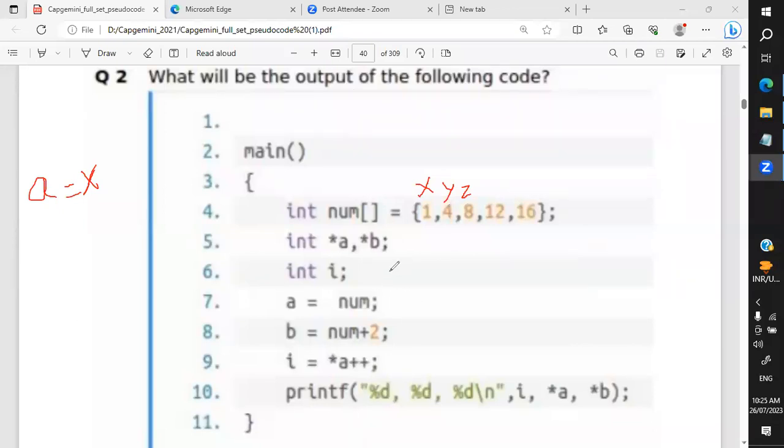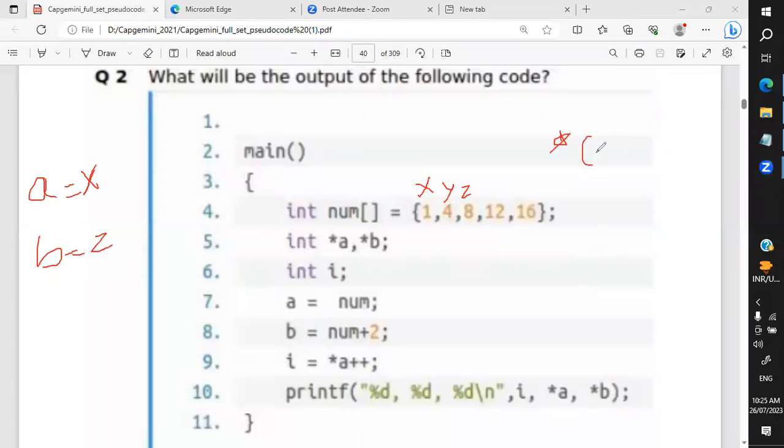A will not store 1. A will store num. Num means what? Num will be an address, right? Understood that? Num is not the value, num is an address. Yes, exactly. Address of 1. That's what I am considering as X. So it will store X. Okay, cool, super. Now next thing. B equals num plus 2. Num plus 2 means what? Num is X, num plus 2 means Z. So B will store Z, I mean the address of 8 indirectly. B will store Z, which is nothing but the address of 8. Next. It is not num of 2, it is num plus 2. Num of 2 is different. Num of 2 is the same as star of num plus 2.